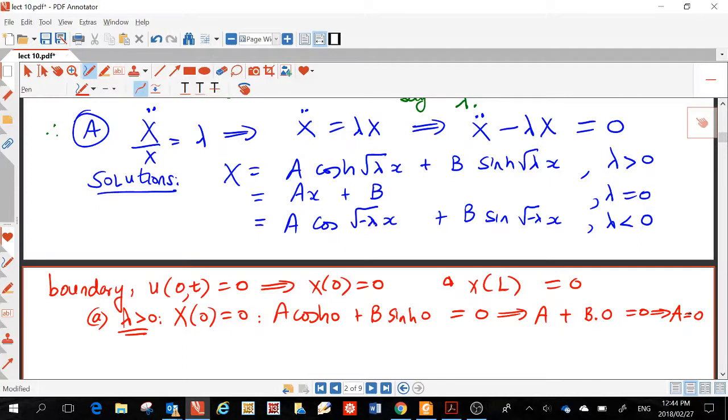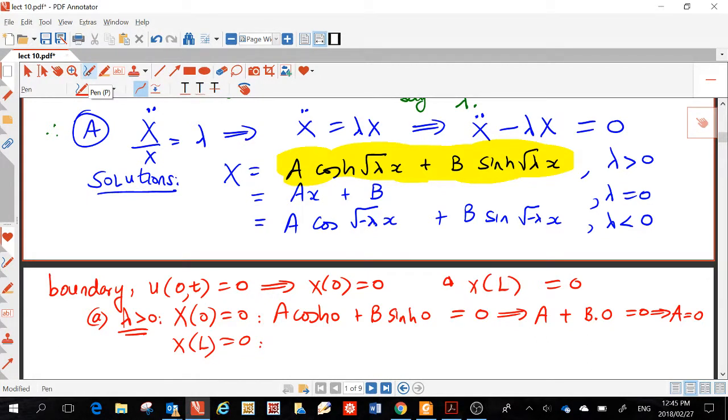So a plus naught equals naught, so a is naught. With that boundary condition, a becomes equal to 0. Now let's hit this with x of L equal to naught. I'm substituting here on top, in the yellow stuff, both these things.